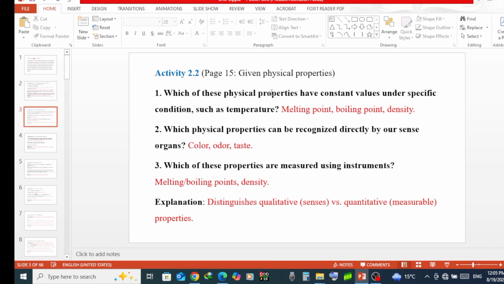Which of these physical properties have constant values under specific conditions such as temperature? It says melting point is one of the answers, boiling point and density. These have constant values. If, for example, you take ice, the melting point of ice is constant. If you take water, the boiling point of water is constant. If you take density, the density of water is constant.